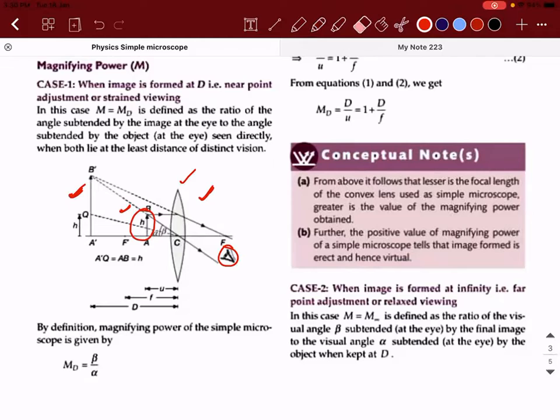Tell me one thing, are you able to understand this ray diagram? So I'll tell you how to draw this ray diagram. Observe, it is very simple.